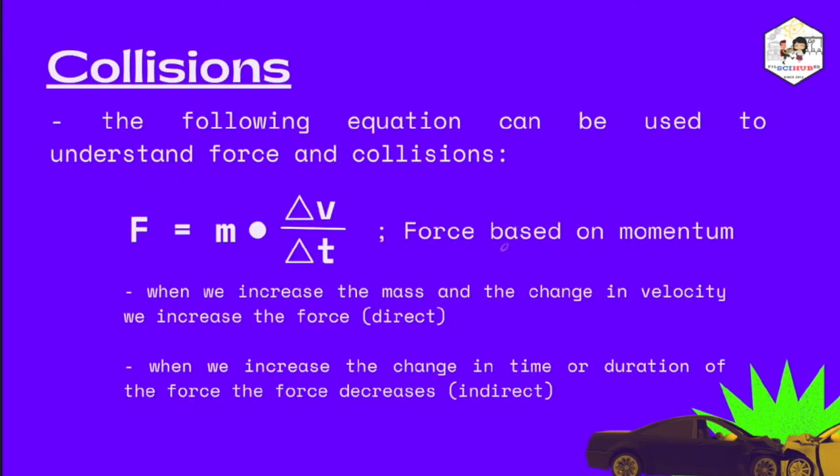And the following equation can be used to understand force and collision. So again, this is the equation that we've derived earlier, which is force in terms of momentum. When we manipulate this equation, for example, when we increase the mass and the velocity of the object, we also increase the force. Meanwhile, when we increase the change in time, we decrease the value of force. So these manipulations of this equation help us save lives.